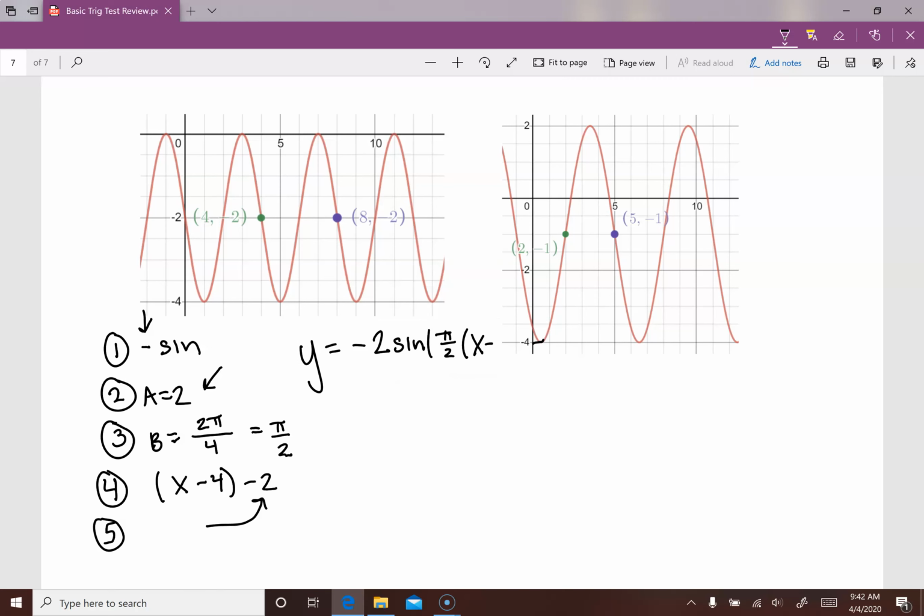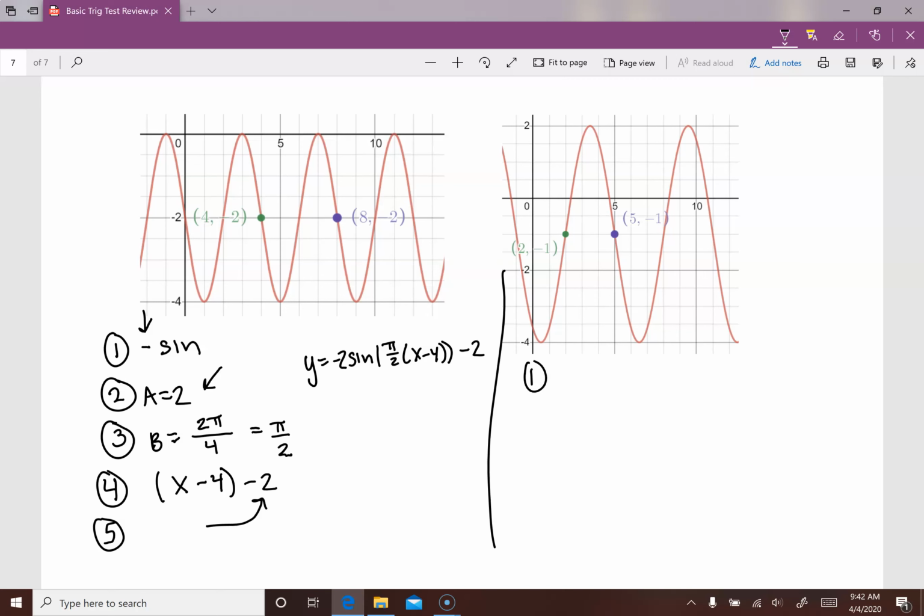Here, let me erase this and write this in a better location. It's bugging me. Let me just write right there. All right, so I've got y equals -2 sine pi over 2, parentheses x minus 4, -2. I feel better now.